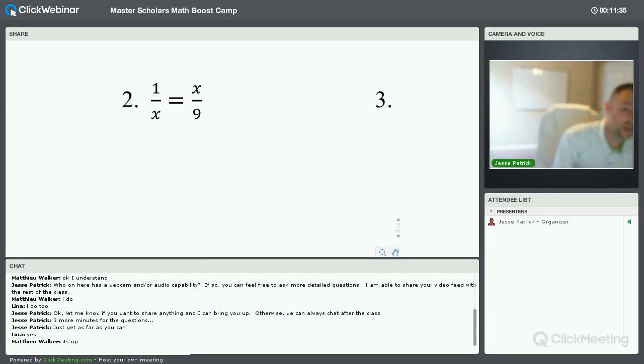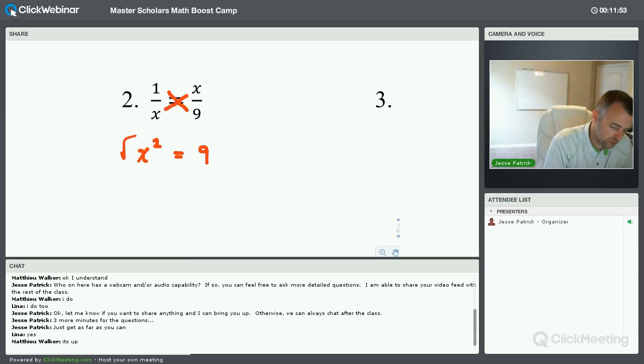We're going to solve it the exact same way, which means we're going to use the cross product property again. Here I'm going to multiply x and x. When you multiply x and x, you get x squared. Over here, we're going to multiply 1 and 9 and get 9. There's your cross product property in action. At this point, I'm going to square root both sides.